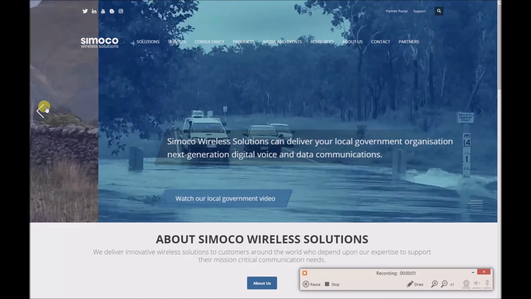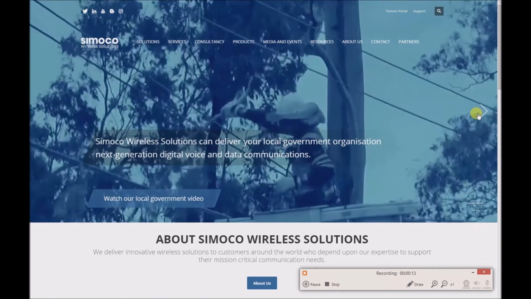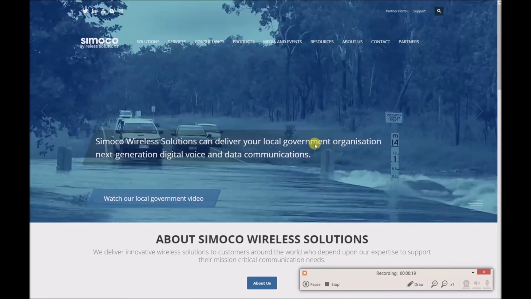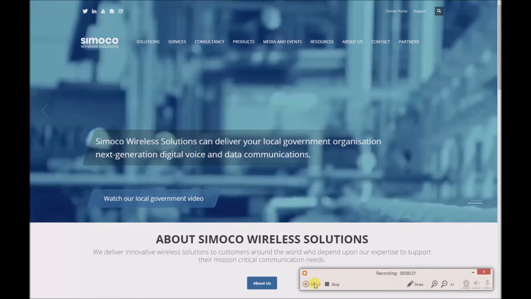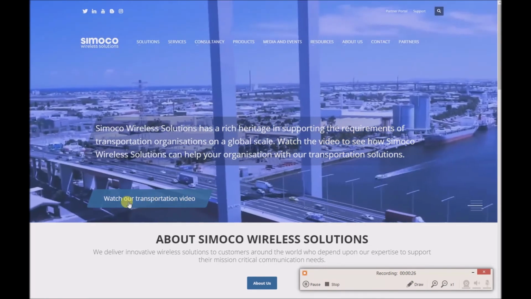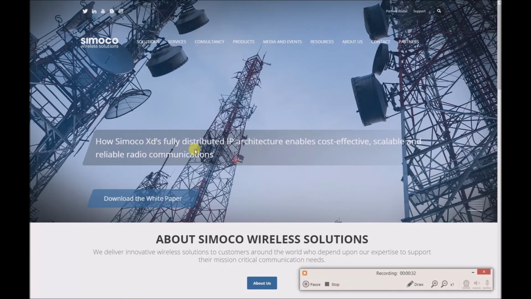Okay, so here's Simoco Wireless Solutions. Mountain Rescue England and Wales deploys Simoco DMR Tier 2 system for robust, reliable, and resilient communications. It's kind of a neat website. Talking about delivering local governments and organizations digital voice and data communication. Note to self to watch the video clip they offer here. Watch our transportation video. How Simoco XD's fully distributed IP architecture enables cost-effective, scalable, and reliable radio communications.